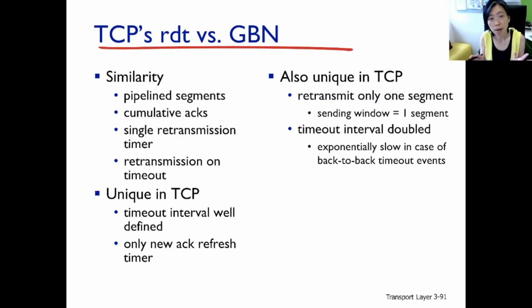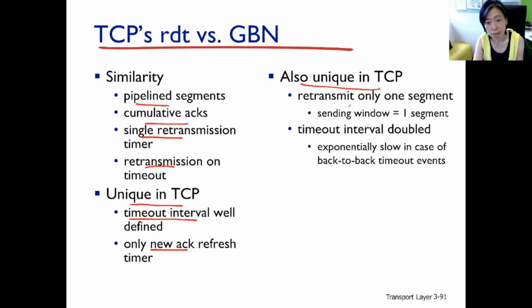So let's summarize up to this point the similarities between TCP's RDT versus go-back-N. So we see similarity being what? Both of them pipeline segments, both use cumulative ACKs, and there's only one retransmission timer, and it retransmits on timeout events. Unique in TCP is this: the timeout interval is well defined. There's an equation, and there are good reasons justifying the equation. And we only refresh the timer on a new ACK. In go-back-N, we actually refresh the timer even though it's a duplicate ACK.